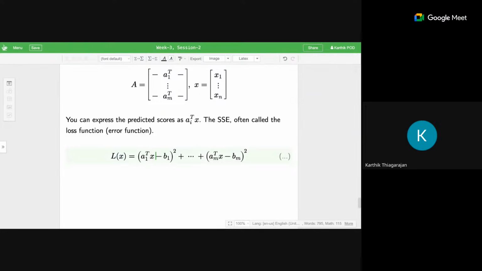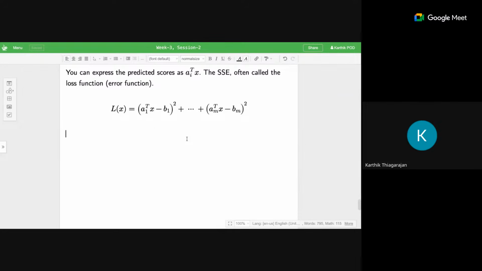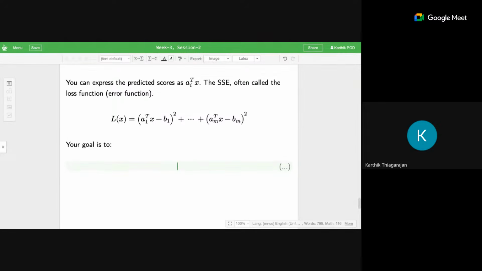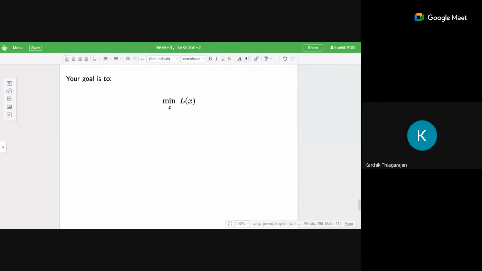If you're doing classification, you'll use a different loss function, but for regression, the loss function is the sum of squared errors. So it's called L of x. And your goal now is to minimize the loss function, or minimize the error that you make in prediction, with respect to x. x is the variable of optimization. We will also study optimization later on in week 8 onwards, so we have to know some terminology. L of x is called the loss function. In the optimization sense, it's also called the objective function.